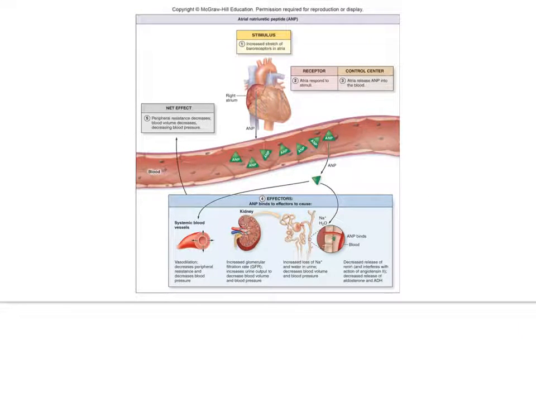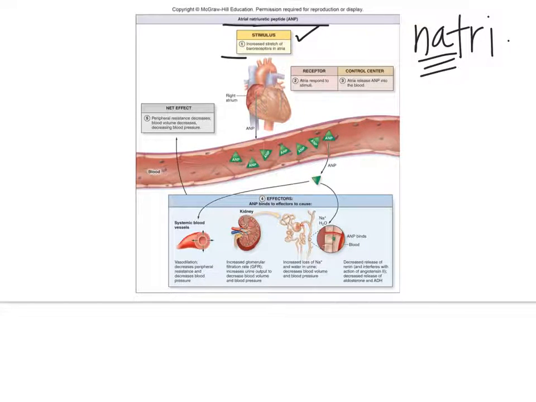Now the last one I have on here is atrial natriuretic peptide. If you look at this word, natriuretic, what's the chemical symbol for sodium? Na. So this one has to do with sodium too. The stimulus for it is going to be high blood pressure. The baroreceptors in the atria are going to detect stretch. So the receptor and the control center is the atria. It comes from the right atria. They release the peptide, which sometimes is called factor.